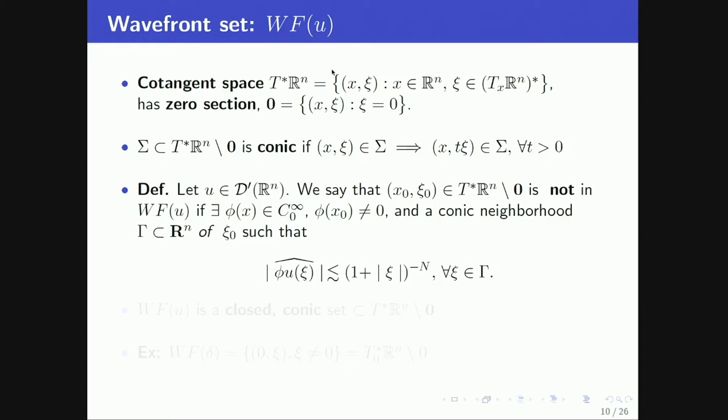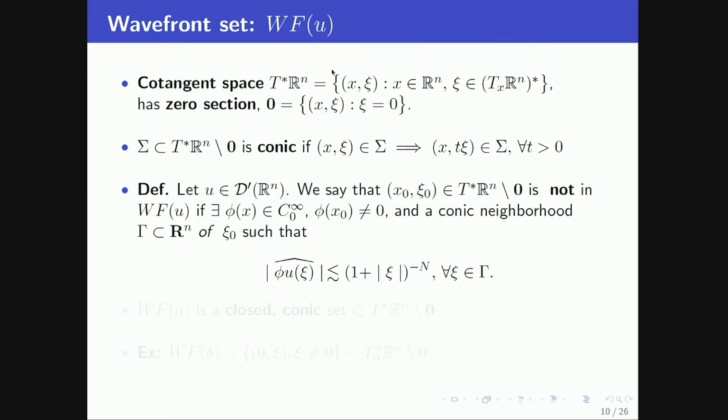So an element (x0, ξ0) is in the complement of the wavefront set if and only if there exists a cutoff function phi of x, so in C0 infinity, not vanishing at x0. So now if you take u of x, which is an arbitrary distribution, and you multiply it by phi, you get a distribution of compact support. Its Fourier transform is therefore a real analytic function on all of ξ space. And you demand that the Fourier transform of phi u at ξ decays faster than 1 over any polynomial on some conic neighborhood gamma of ξ0. So not just on the ray of ξ0, but on a conic neighborhood of ξ0. And this notation here is a little bit fast and loose. This means that for every n in the natural numbers, there is some constant Cn such that this is true.